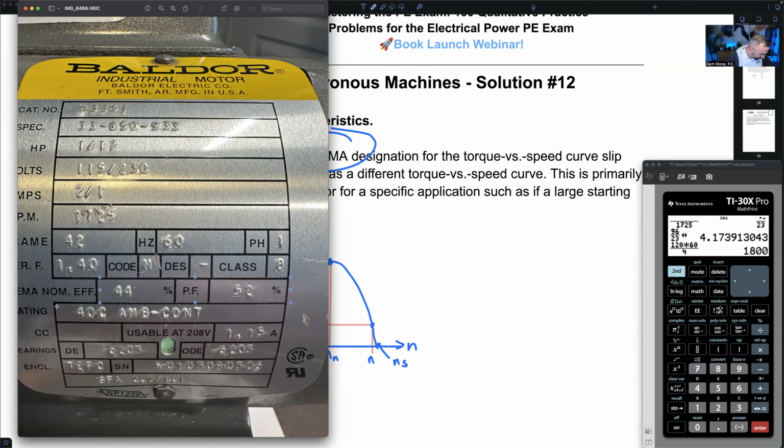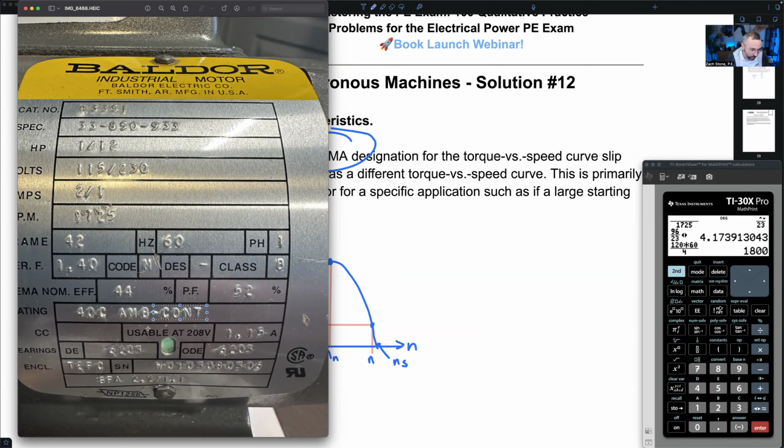This is cut off, but that says the rating. Oh, okay. This is 40C ambient continuous. 40C is your ambient rated temperature for National Electrical Code sizing purposes, which is standard, and continuous duty. So I'd have to multiply by 125% if I'm sizing the conductors. Continuous duty means I can run this motor for as long as I want, more than 3 hours.